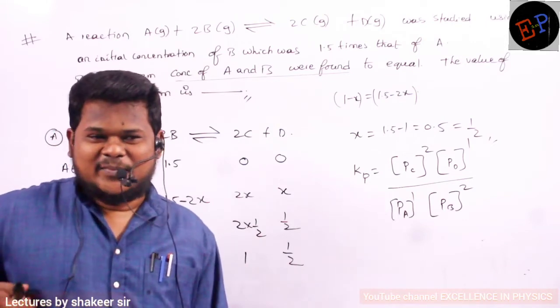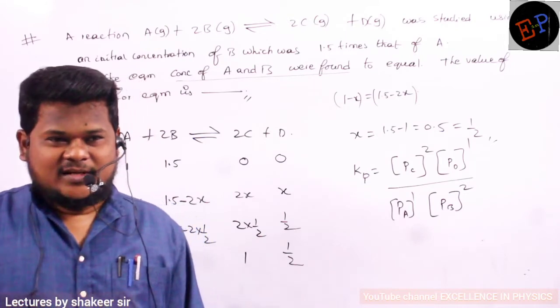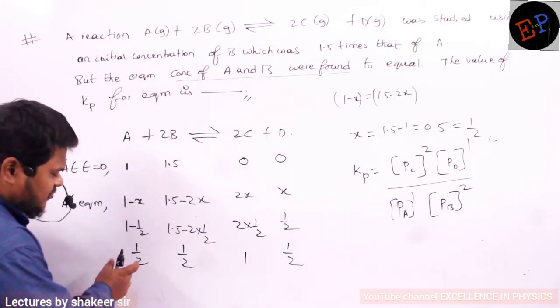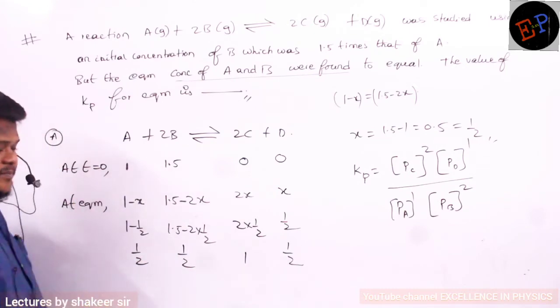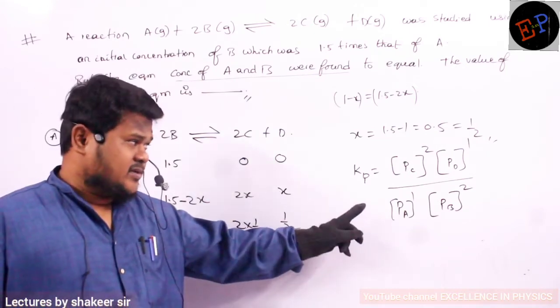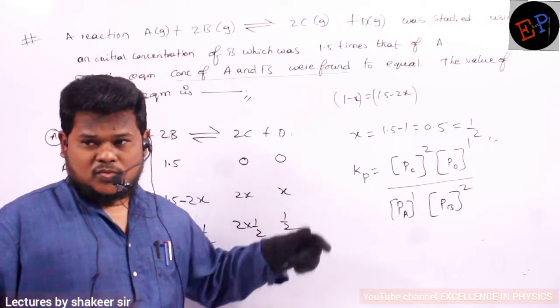There is a relation between Kp and Kc, but temperature is not given. No, we cannot do that calculation. Any other method? Here I have final concentrations. It means final number of moles are present at equilibrium. But here everything is given in terms of partial pressures of the gases. How can I calculate?